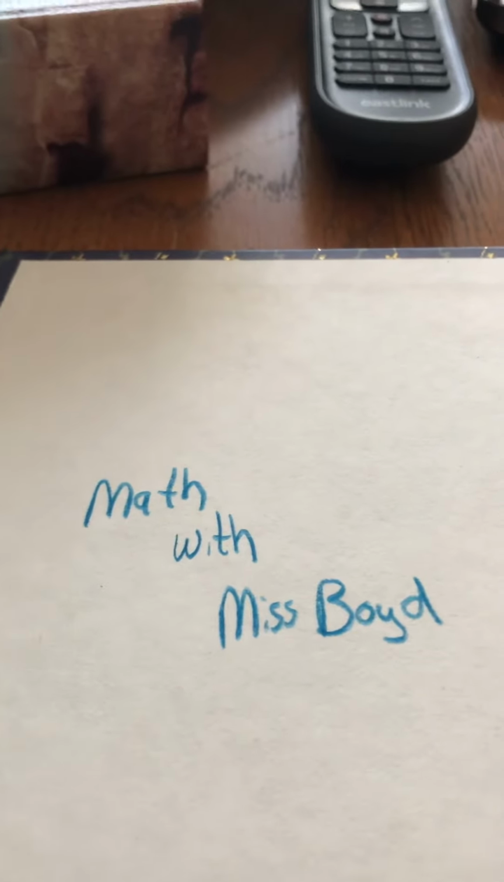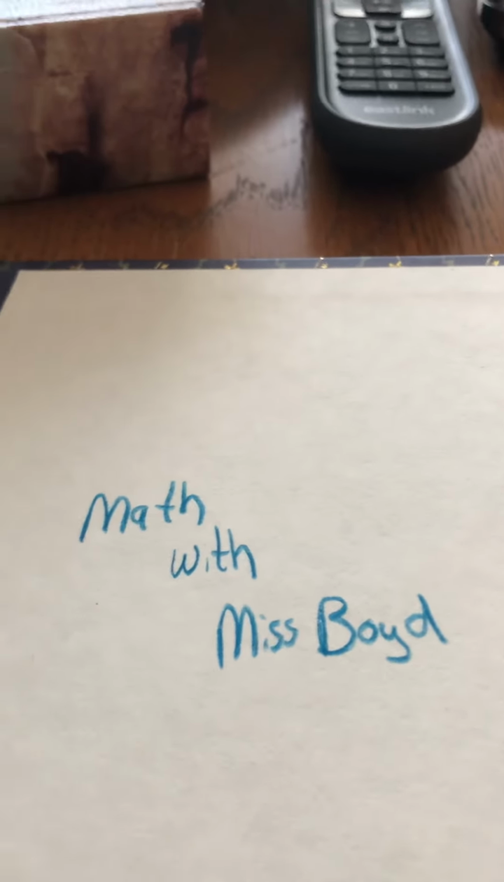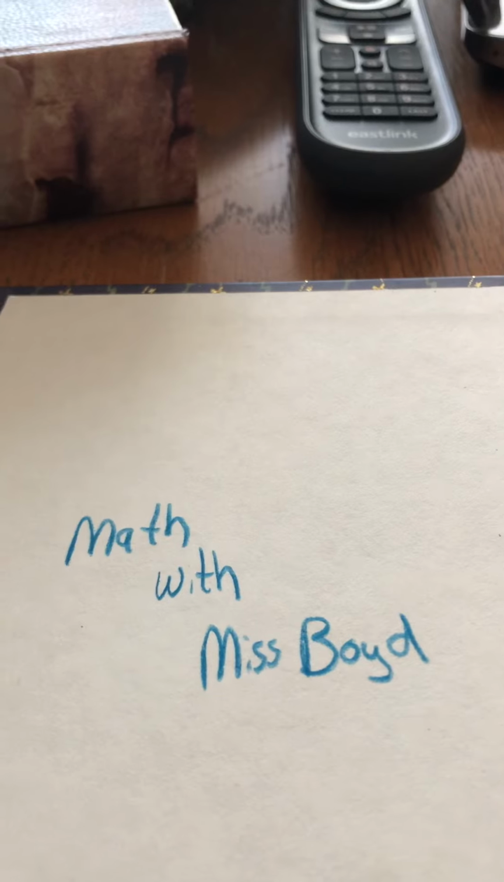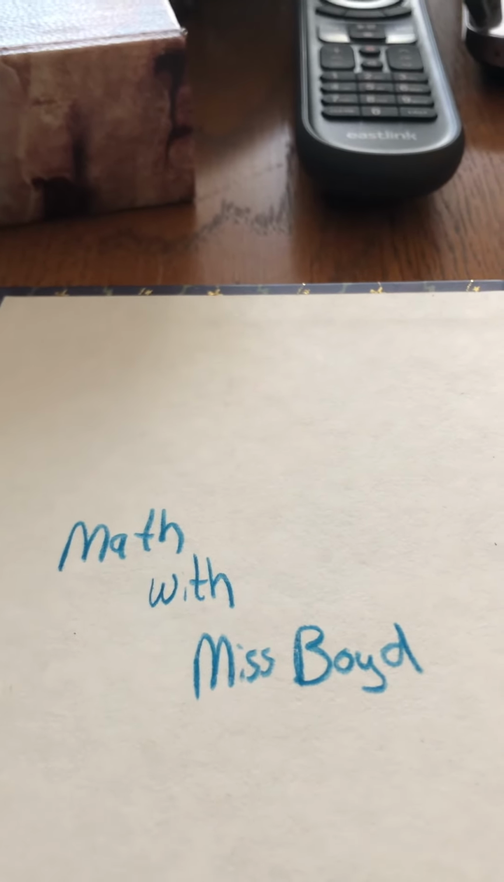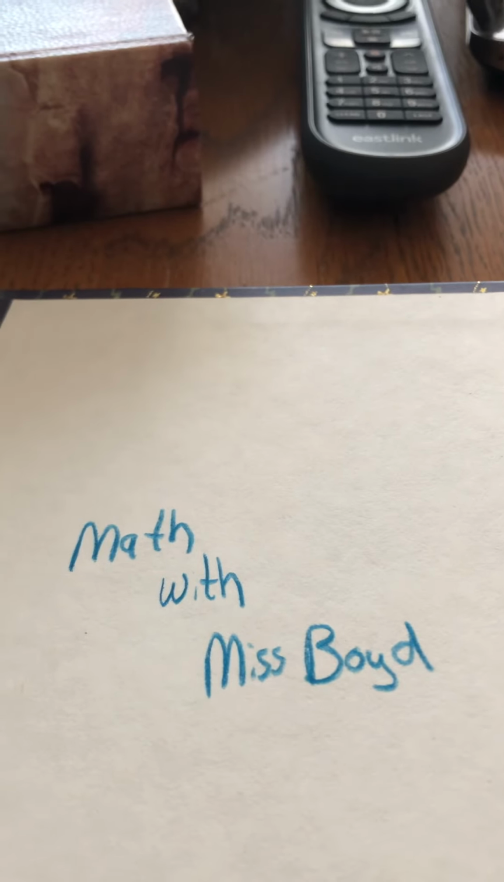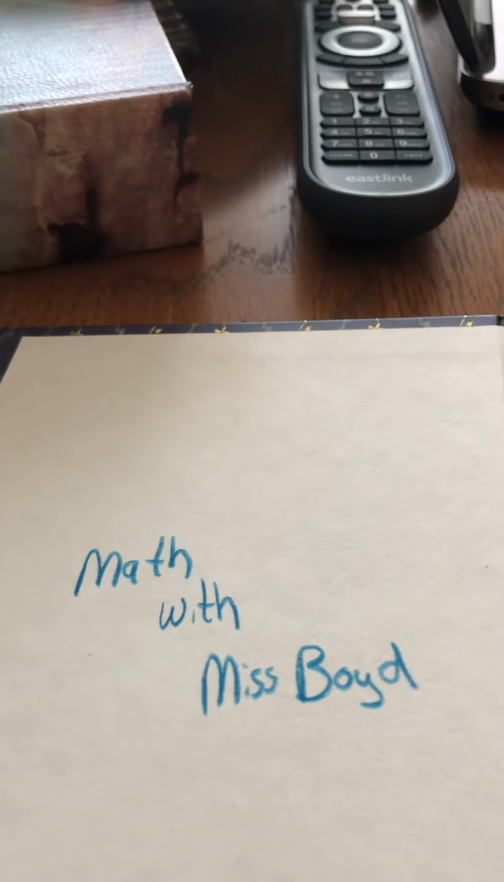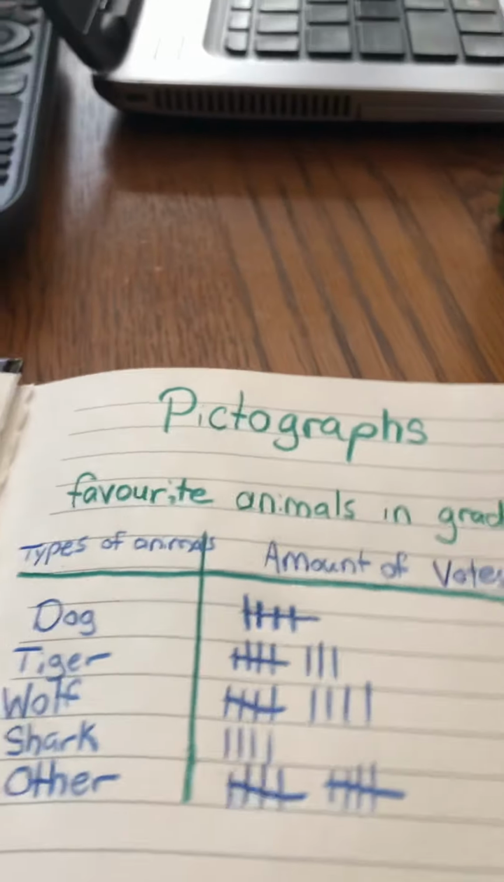I'm using some data I collected last year with my grade 3-4s. They got to choose their favorite animal from some animals that I picked out and vote. They could choose from a dog, a tiger, a wolf, a shark, or other, meaning none of the ones I selected were their favorites. So here is what they turned out to look like.